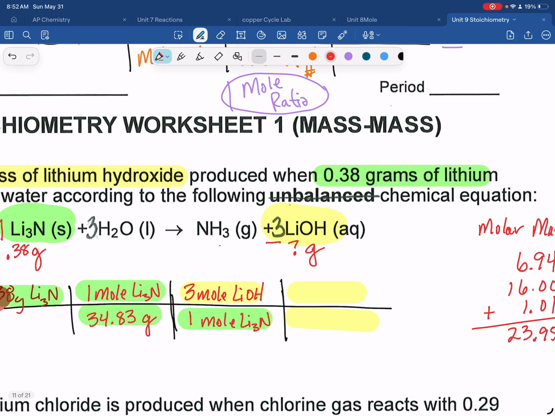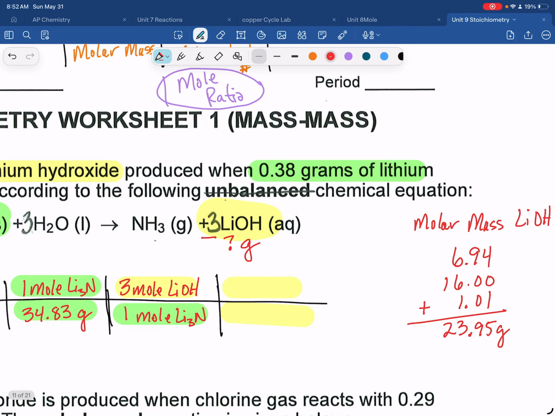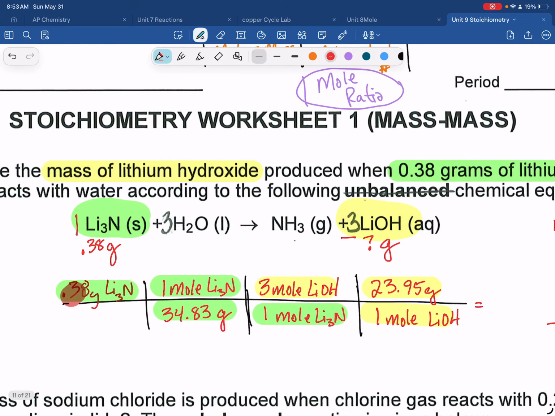Now, our last step is going to be using the molar mass of the lithium hydroxide. So we just calculated that, 23.95 grams for every 1 mole of lithium hydroxide. All right, now we have our setup.